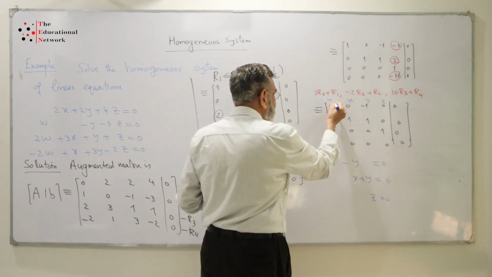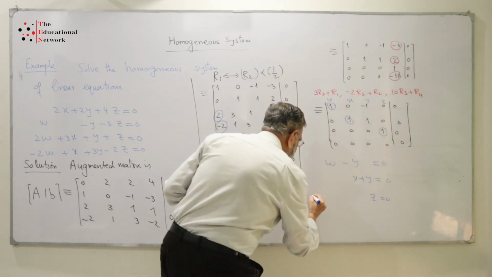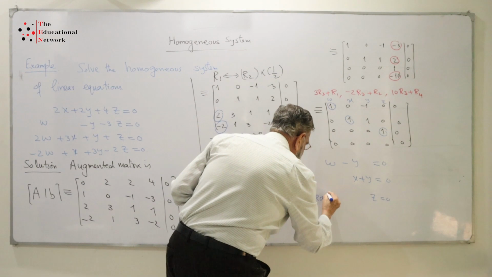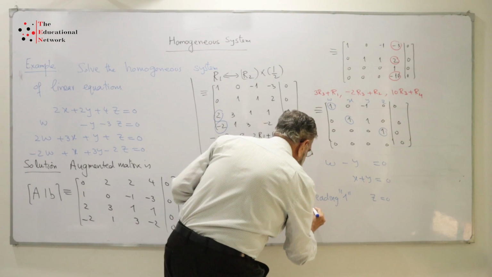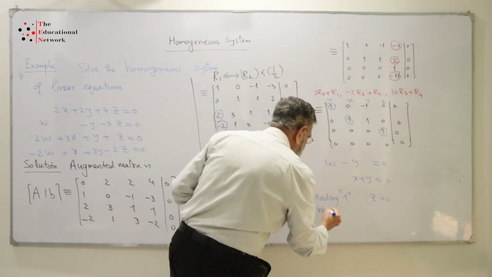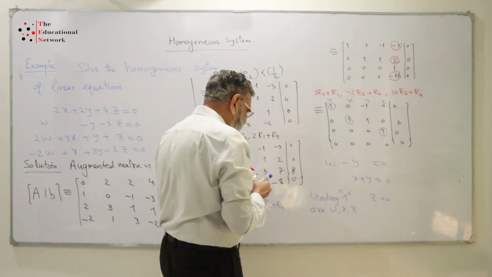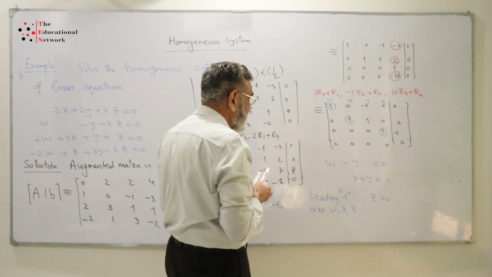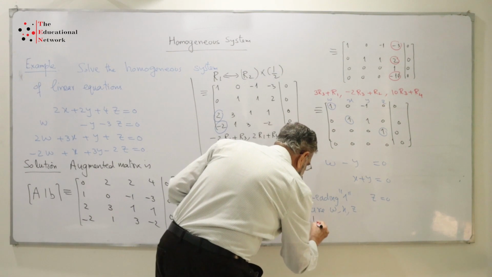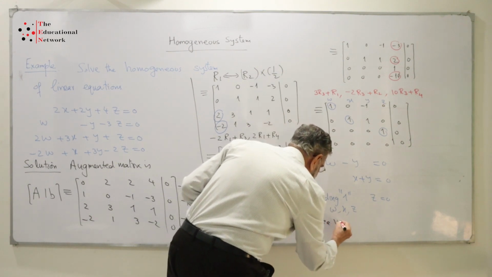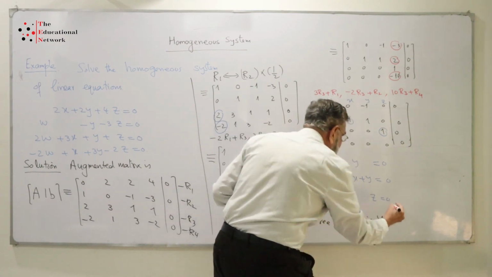Now we say these entries are leading entries. So my leading ones are in the place of W, the place of X, and the place of Z. So I have one free entry, which is not containing any leading one, and that's my Y. So the free variable is Y, and Y can have any value.